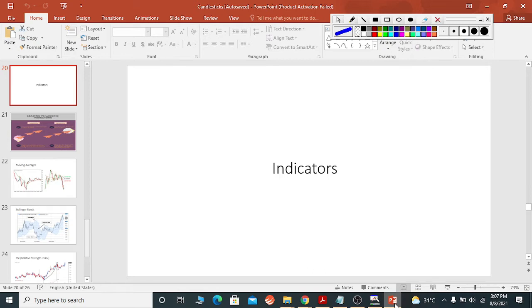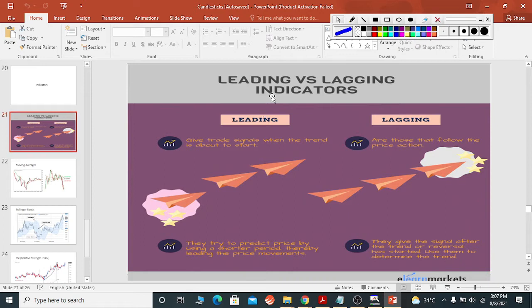Now indicators are basically of two types. The first type is the leading indicator, and the second type is the lagging indicator. Now, first of all, what are indicators based upon? The main thing in markets is the price, and these indicators are based upon price. So we use the value of price to make the indicators. Different indicators will use different formulas for the calculation and will have different purposes in the markets.